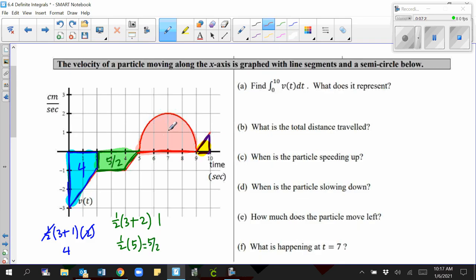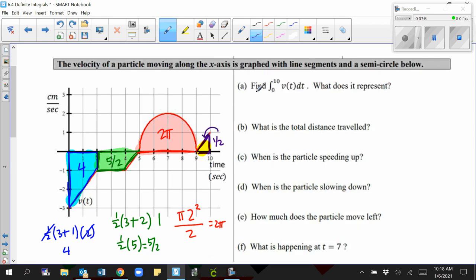Next, I'm going to look at my semicircle, which is going to be my pi times my radius, which is 2 squared, divided by 2. So 2 squared is 4 over 2 is just 2. So that's just going to give me a 2 pi for that semicircle. And then I've got my triangle right here, which would be 1/2 times my base times my height. Both of those are 1, so it's just going to be 1/2.